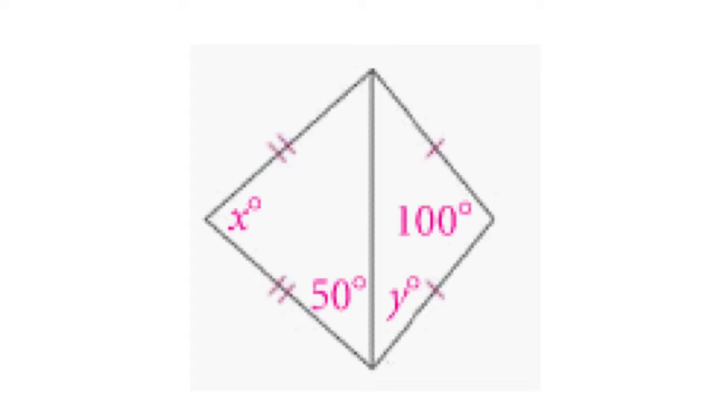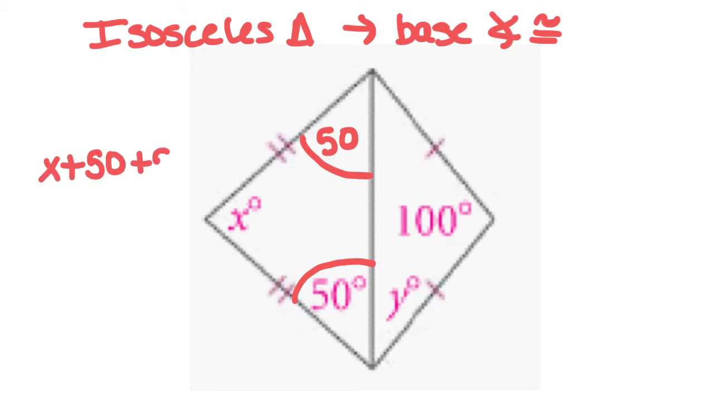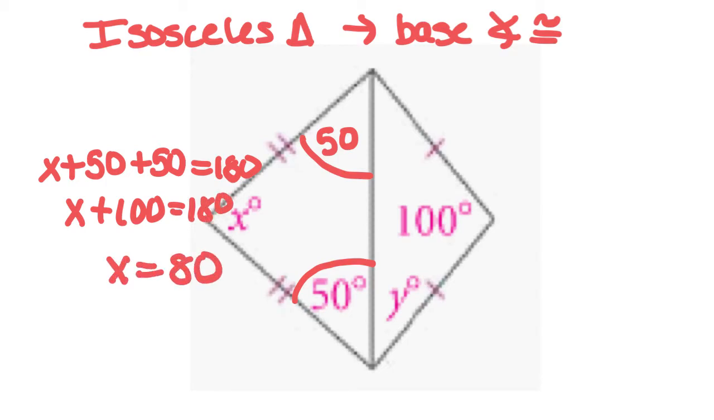In our next example, we have two isosceles triangles back to back. And what we know is that when we have an isosceles triangle, the base angles are congruent. So for this triangle on the left, we know that the base angles are these angles. So since this angle is 50, this angle is also 50. So I could write my equation to be x plus 50 plus 50 equals 180. So you'll have x plus 100 equals 180. And when you solve, you get x is equal to 80.